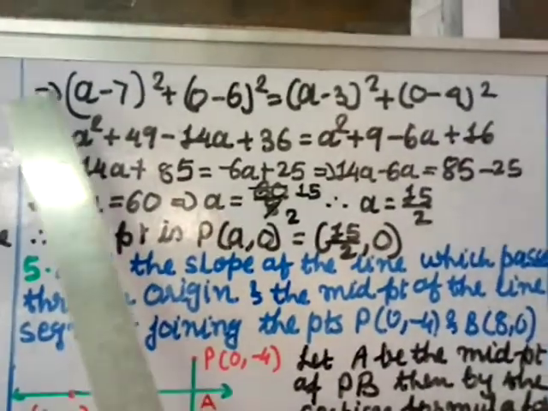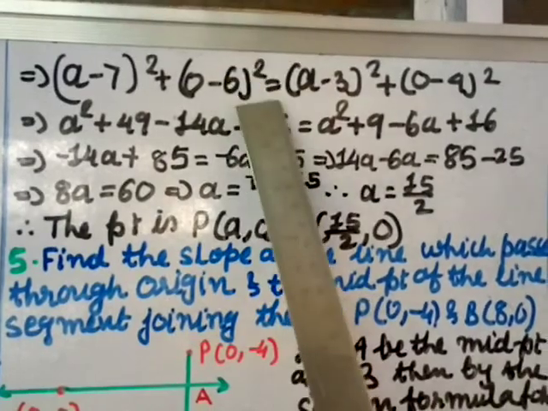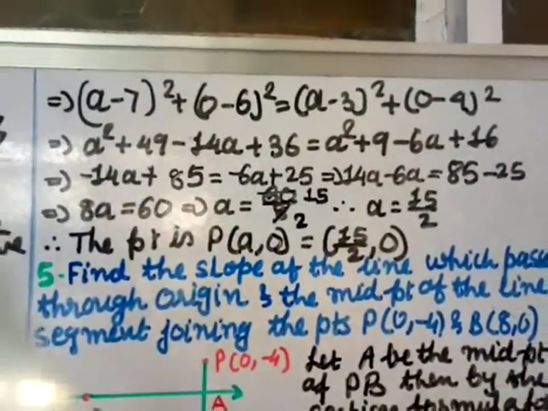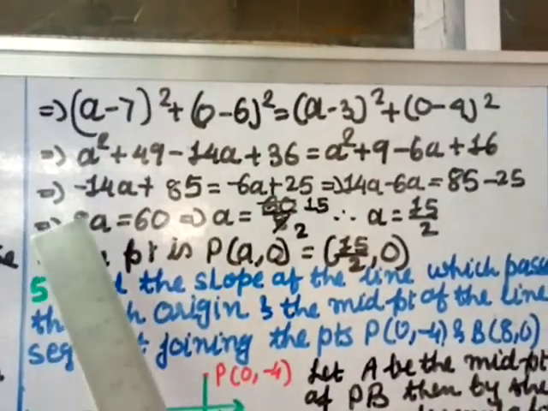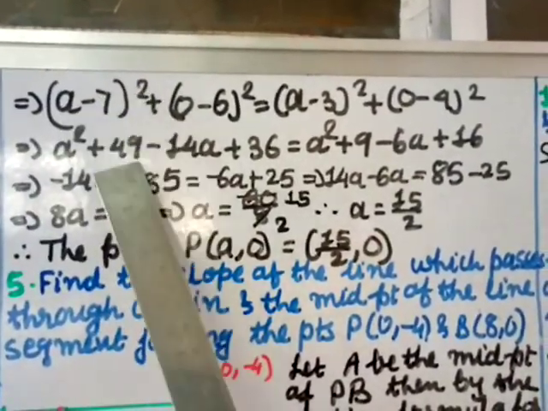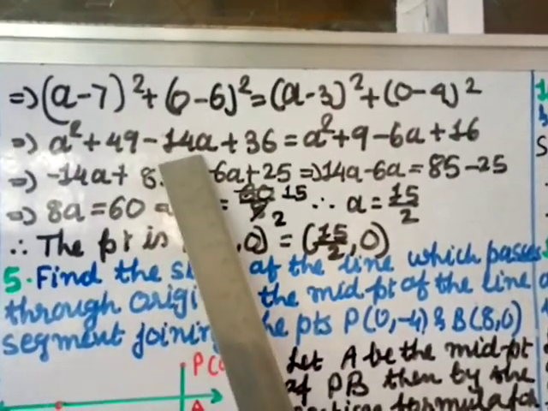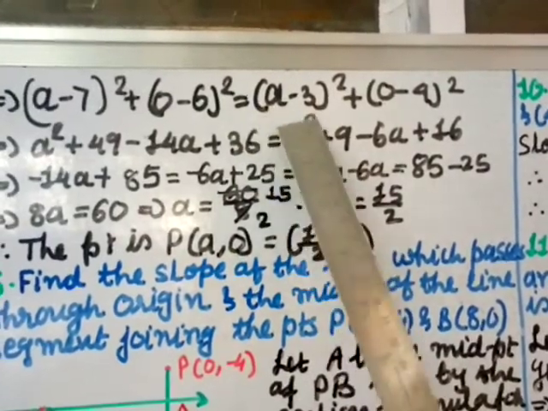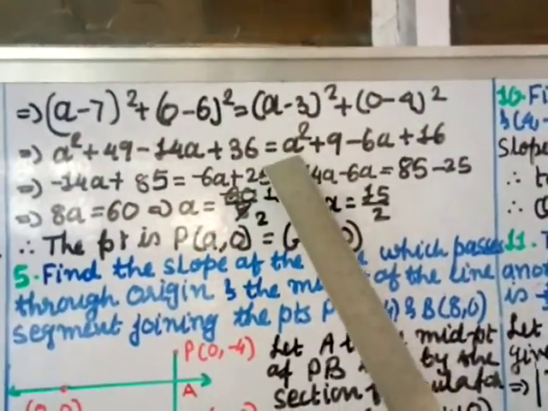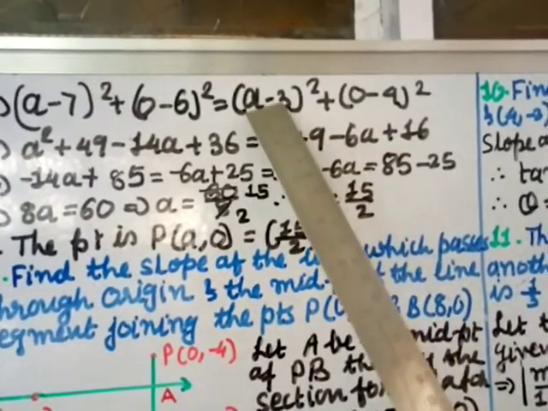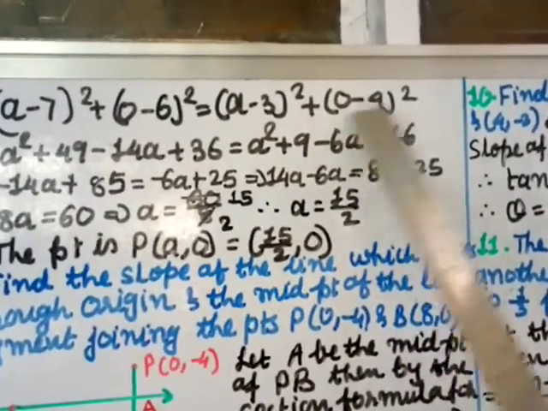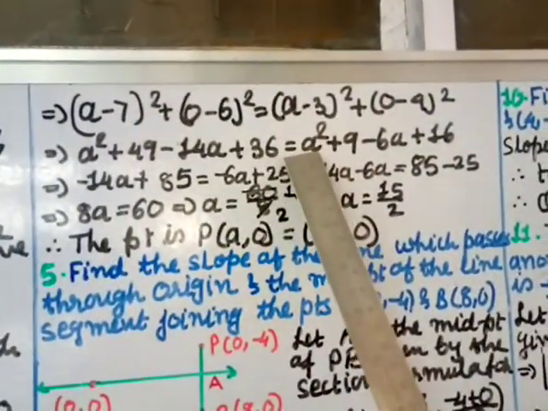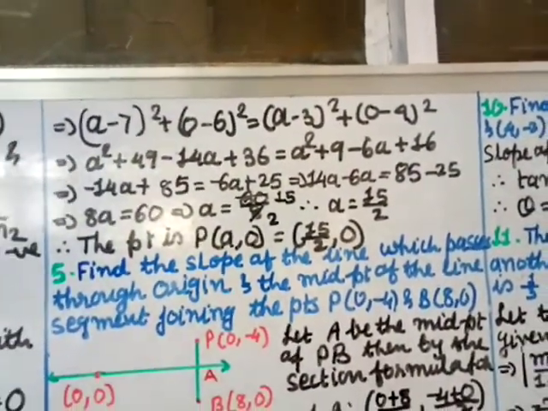So I have written here (a minus 7) whole squared plus (0 minus 6) whole squared equals (a minus 3) whole squared plus (0 minus 4) whole squared using the distance formula. Now expand this using (a minus b) whole squared. So this is a squared plus 7 squared is 49 minus 7 into 2 is 14a plus (minus 6) squared is plus 36, equal to this, which also we expand using (a minus b) whole squared. So a squared plus 3 squared is 9 minus 3 into 2 is 6a plus (minus 4) squared is plus 16. Now this a squared and a squared will cancel, because if you transfer it over here it becomes negative and you can cancel it.